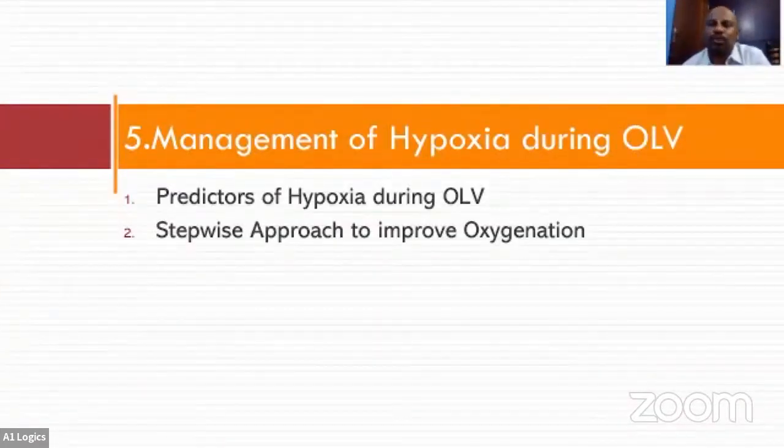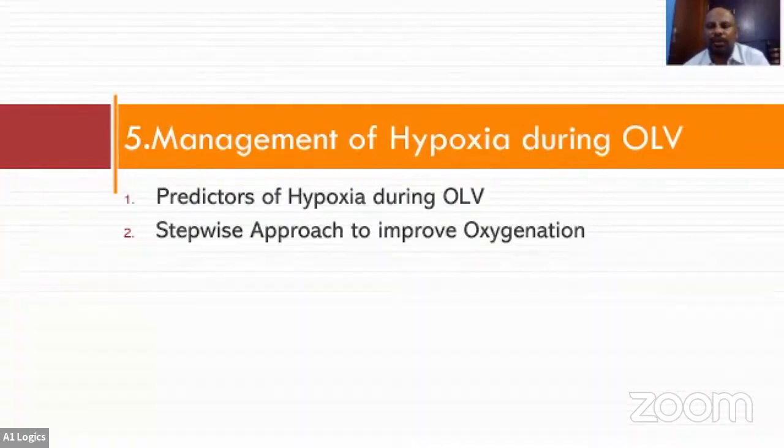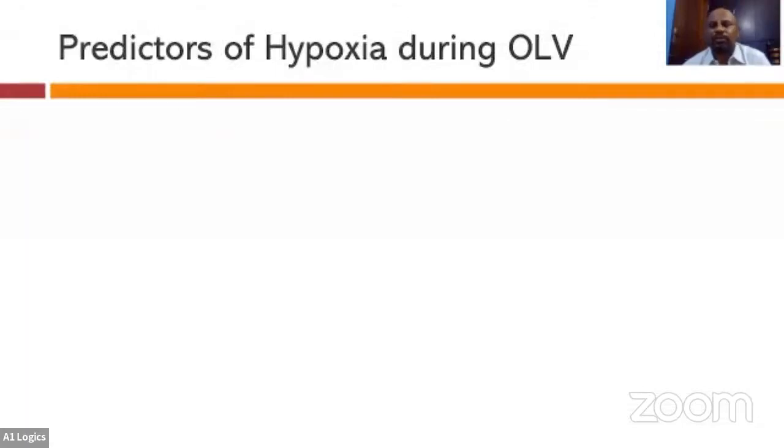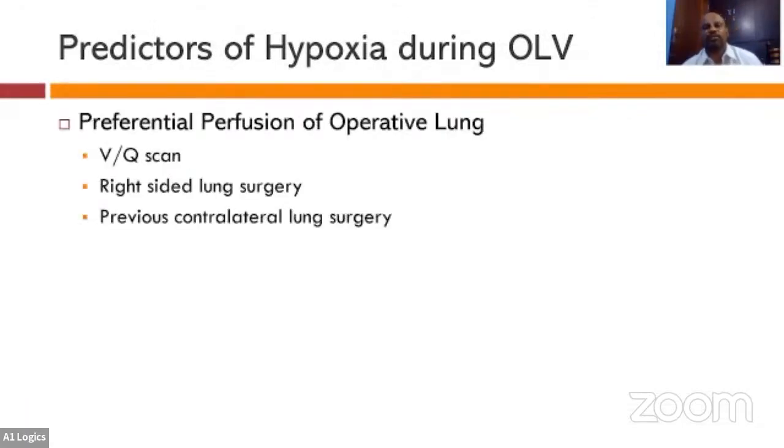So what will you do if you're ventilating very nicely, you're very scientifically setting these ventilatory parameters and ventilating? What happens if you come across some hypoxia? So in this session, we'll see what are the predictors of hypoxia during one lung ventilation. First one is, if you have preferential perfusion to the operative lung. The operative lung is the non-dependent lung.